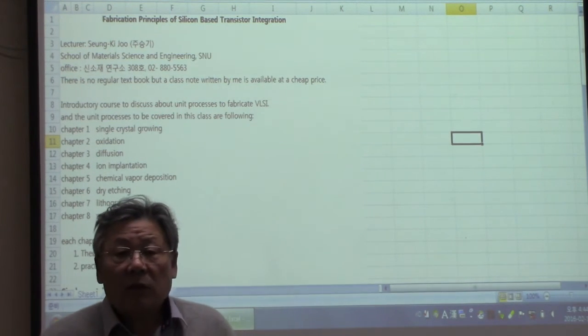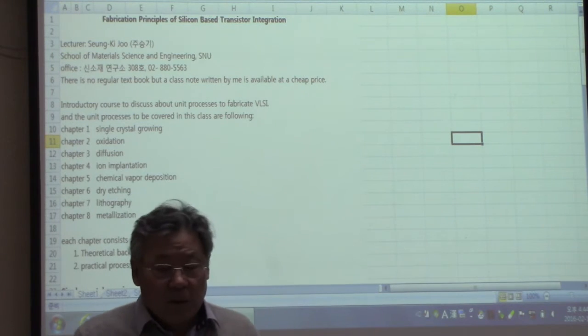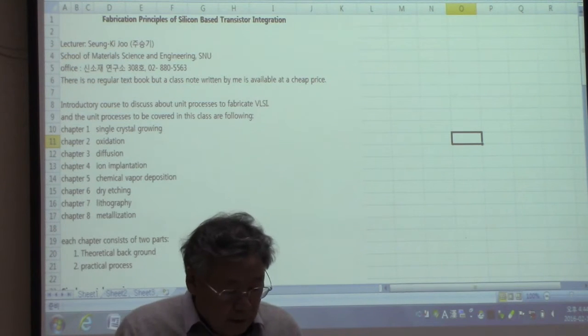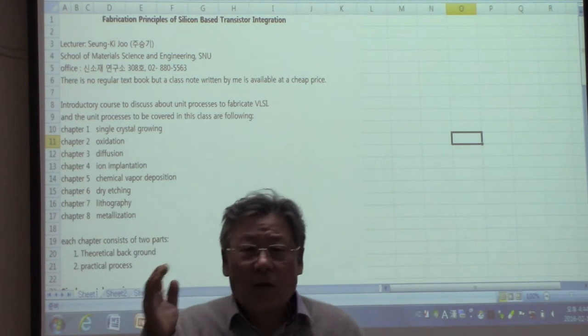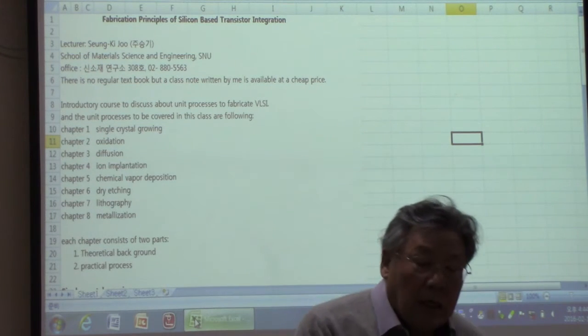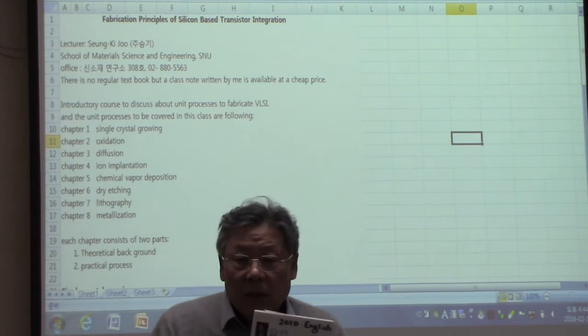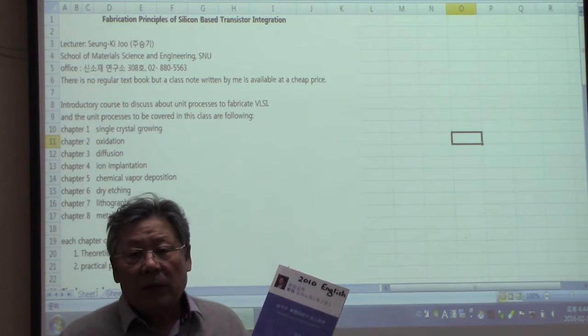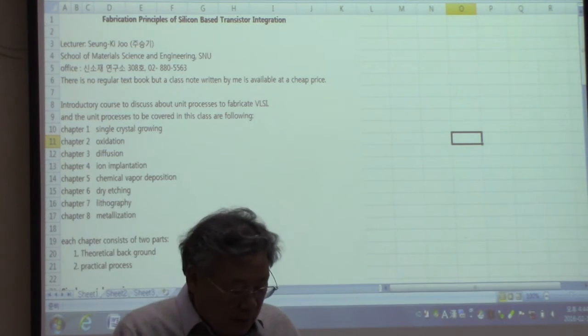This is the introductory course to discuss the unit processes for VLSI fabrication. There's no regular textbook for this course, but I do have a lecture note, which is available by ordering at the first class, okay?